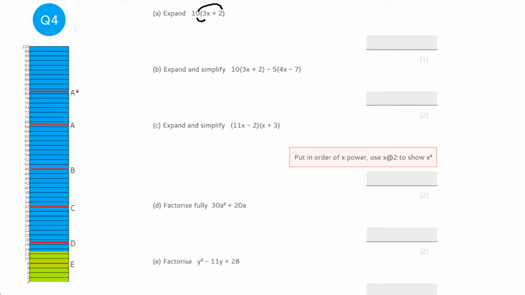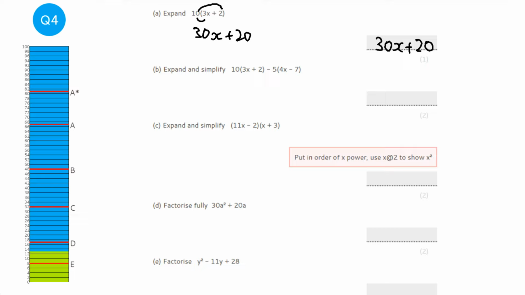So let's do the 10 times the 3x first. 10 times 3x, so 10 times 3 first is 30. And then we've just got that x. Then we're going to do the 10 times the positive 2, which is plus 20. That's going to be our answer. So 30x plus 20. Okay, this next one's harder because there's 2 sets of brackets.